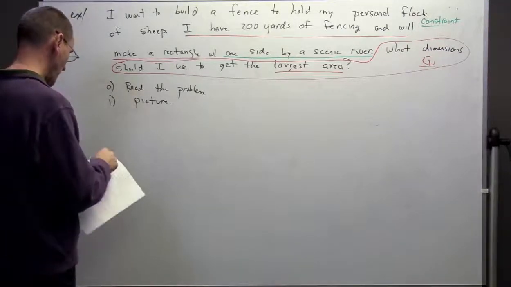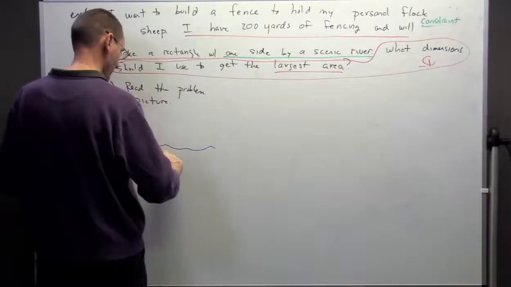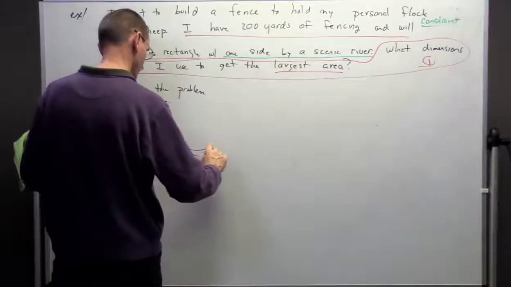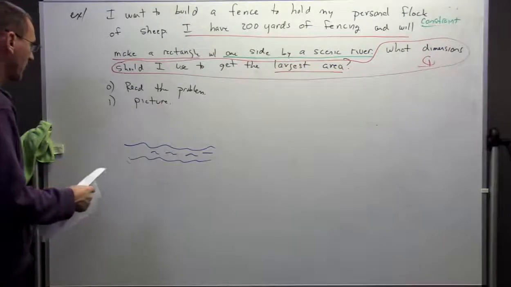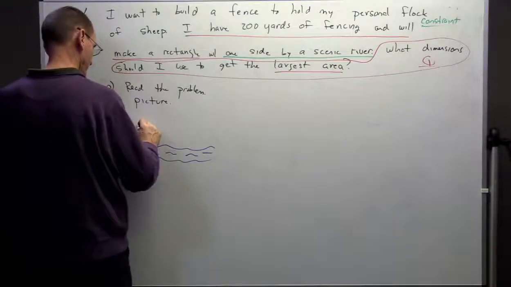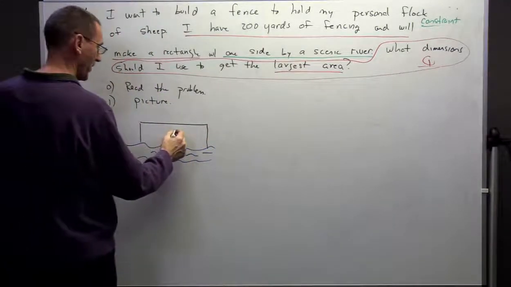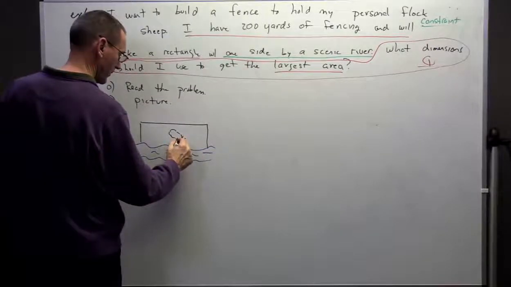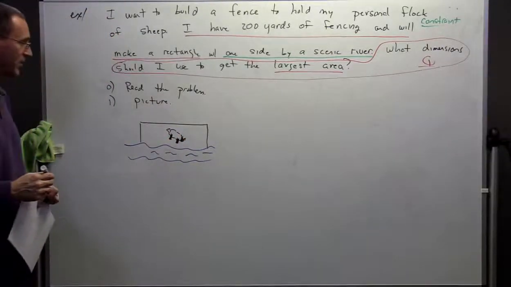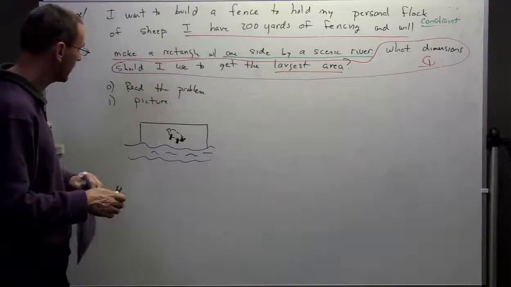So what do I have? I've got my nice flowing happy stream. Okay. And then, what do I have? I have my pen like this, and in my pen, I've got my sheep. Okay? So now the question is how do I go forward from here?